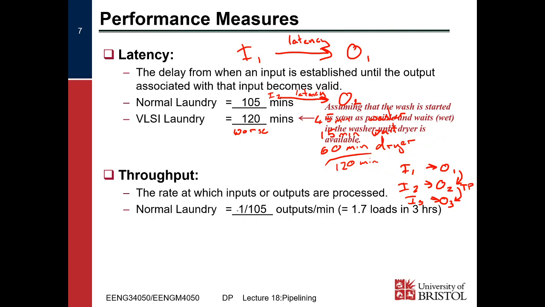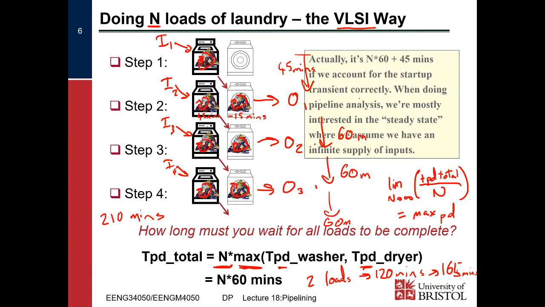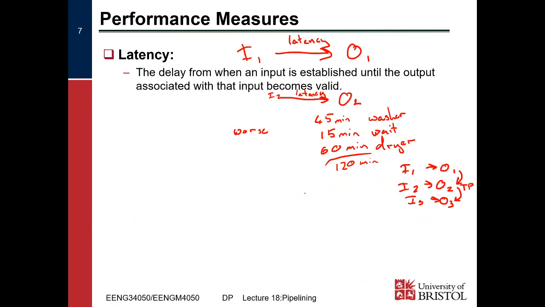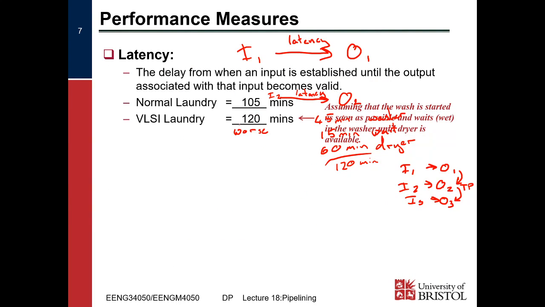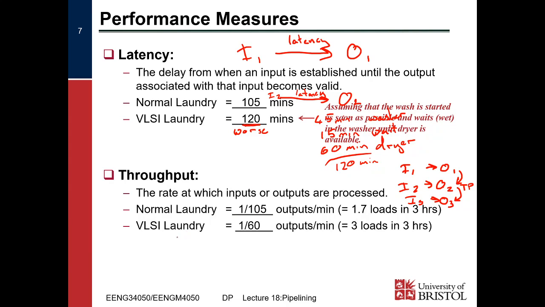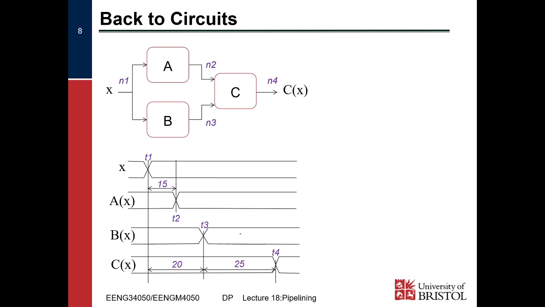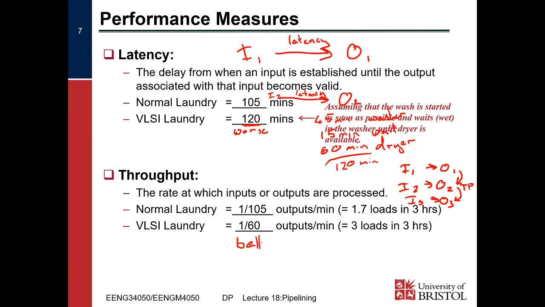For normal laundry, we get one load every 105 minutes. So that's about 1.7 loads every 3 hours. For our VLSI laundry, we look back at our diagram, we see that we get one load out every 60 minutes, not every 105 minutes. Each load spends 120 minutes in the laundrette, but we get one load out of it every 60 minutes. This is much better. So if you've got a large amount of laundry, in fact, anything above two loads, you're better off doing it the VLSI way.